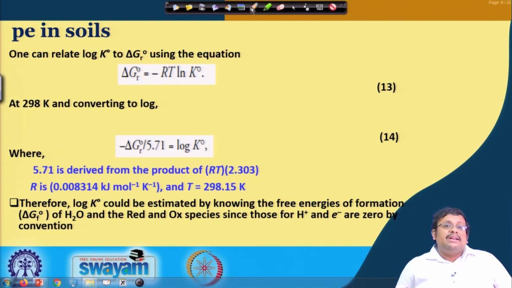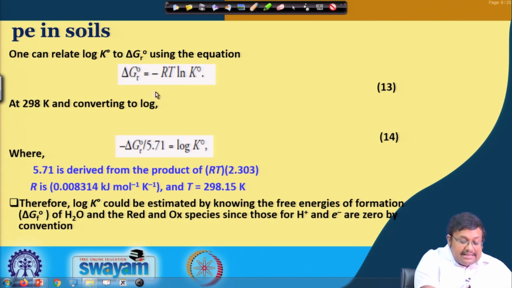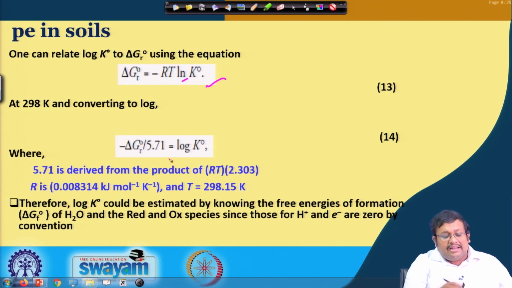The pe in soils also one can relate this logarithm of the equilibrium constant to delta Gr using this equation: delta Gr is equal to minus RT ln K0. Now, at 298 Kelvin and converting to logarithm, when we convert these natural logarithms to log, we get this 5.71, and from there we can have this relationship. Now, this 5.71 is derived from the product of RT into 2.303. We know that when we convert natural logarithm to log, we have to use this factor 2.303, and R is basically the molar gas constant and T is the temperature in Kelvin.